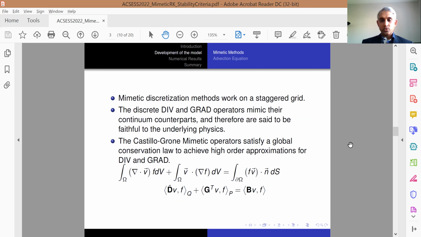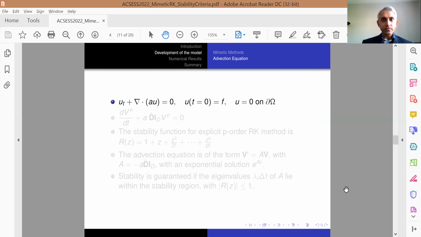And the discretizations work on an inner product norm, the standard inner product with weighted matrices. If we consider the advection equation that is shown here, this can be discretized using a time derivative and a spatial form, which in this case uses a mimetic divergence operator in combination with an interpolant matrix.